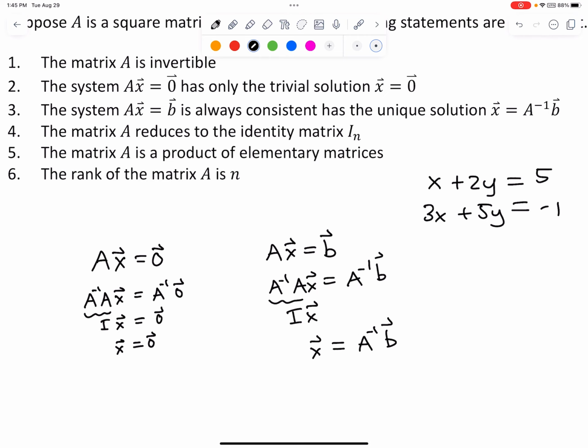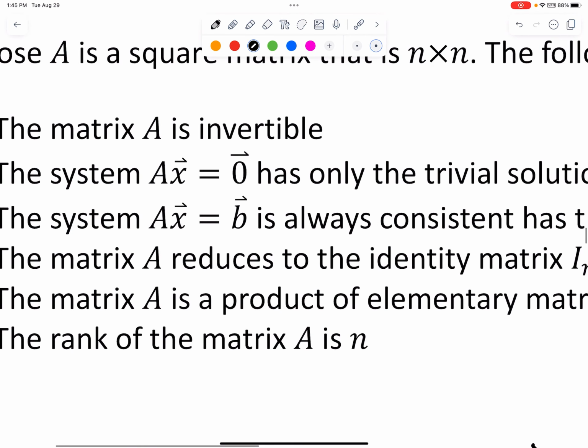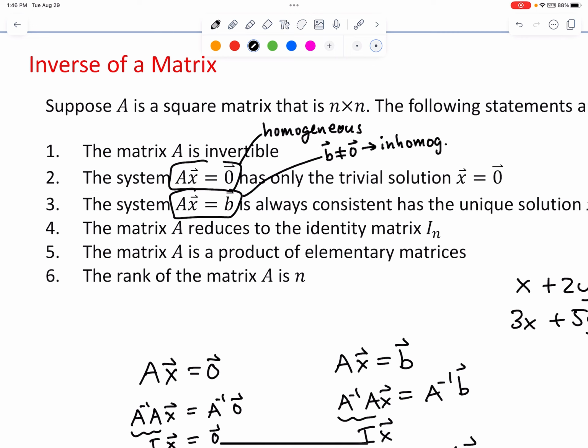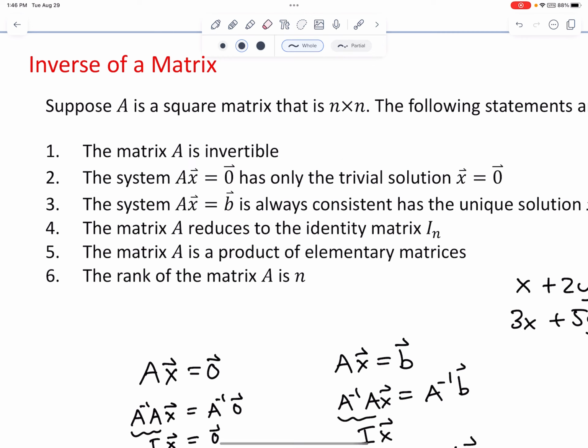By the way, some terminology. A system written this way, where the vector on the right is a 0 vector, is said to be homogeneous. We'll talk about this later in the semester. And this system down here that has a non-zero vector on the right, assuming b is not the 0 vector, we say that it's inhomogeneous. Some terms that we'll be using later in the semester. Not super important right now.